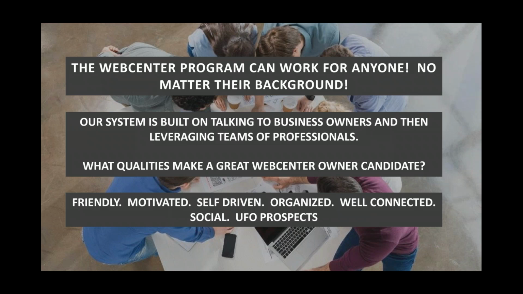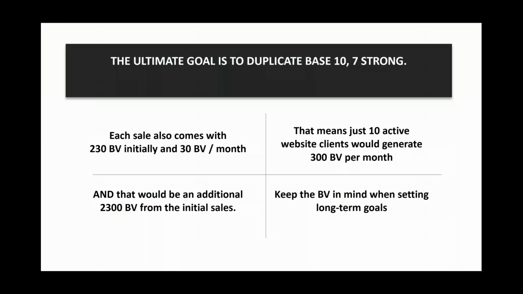And certainly any unfranchised owner prospect or unfranchised owner within your organization. So when we build out an unfranchised business, the foundation really is base 10, 7 strong, and that's what we're looking to repeat and duplicate. So right in our Getting Started guide, we talk about base 10, 7 strong, right? The first step is to personally use the product. The second step is to create 10 preferred customers, each using around 30 to 40 BV per month.